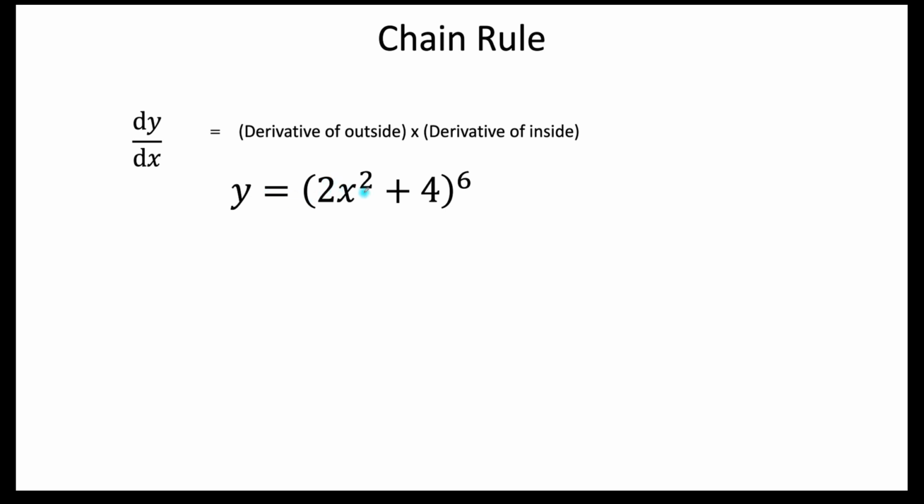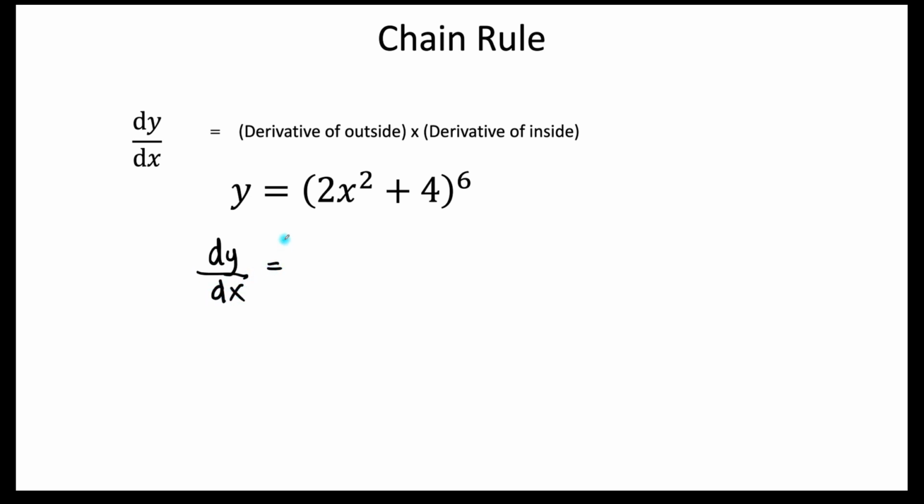In this function here, we have this to the power of 6. So this is the outside part, and what's in the bracket is the inside part of the function. So let's go ahead and see how this is done. Once I do an example, this will make it clearer.